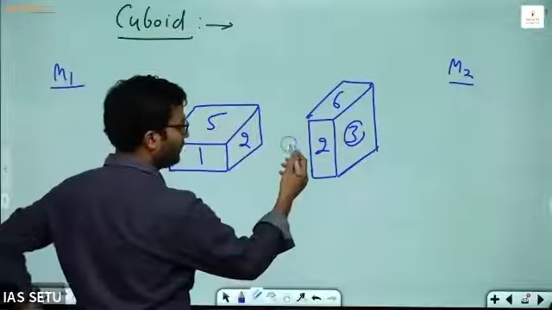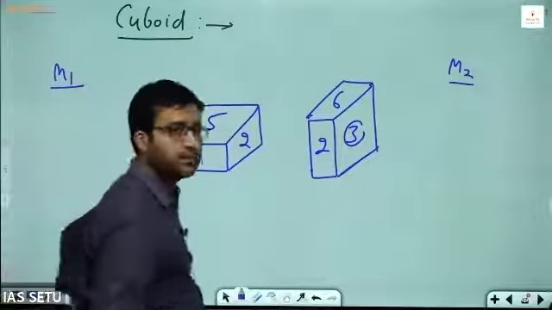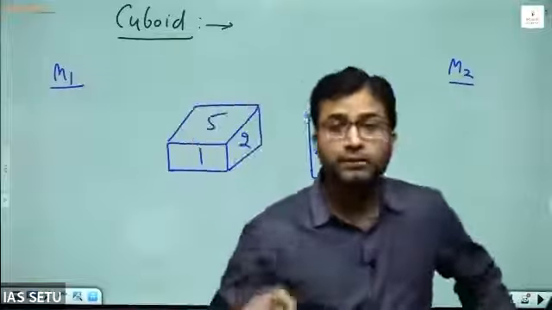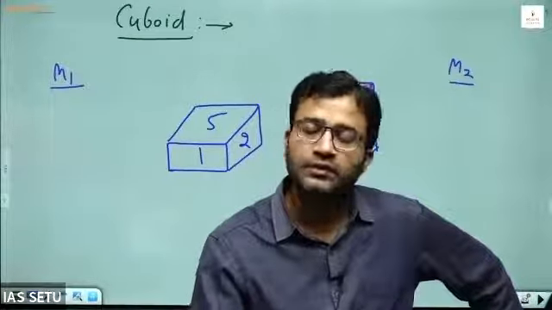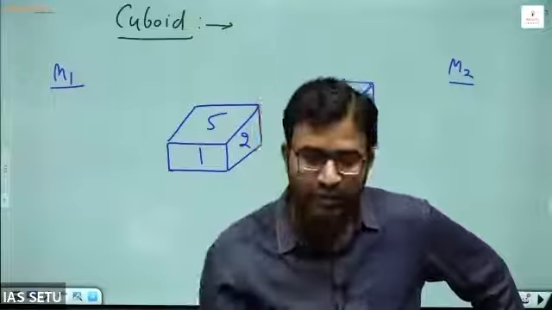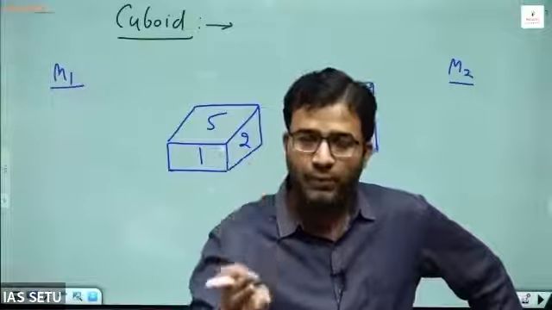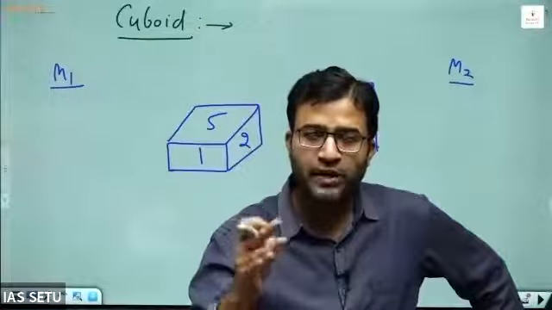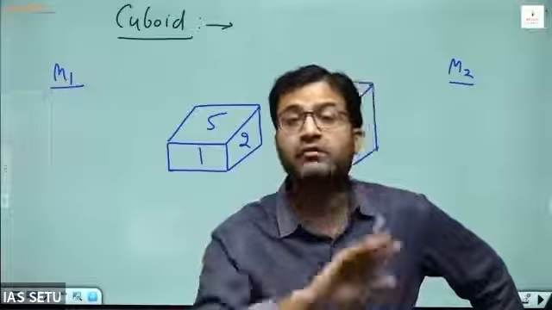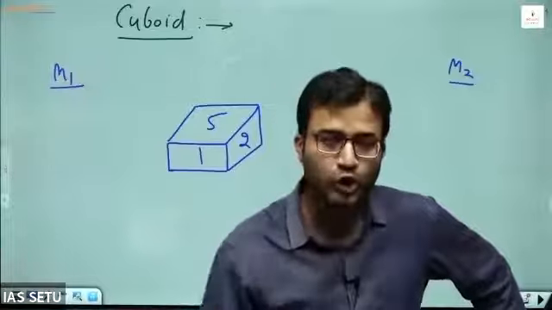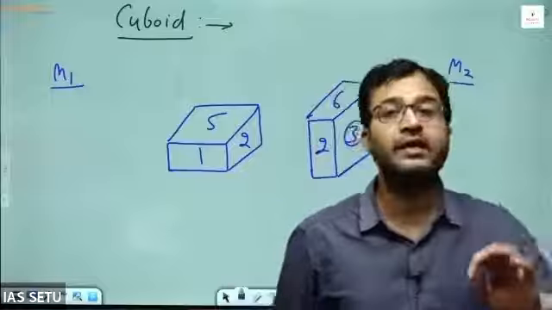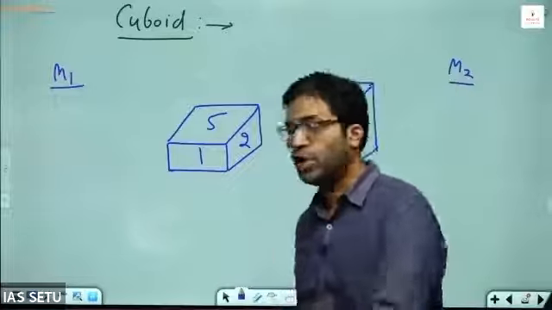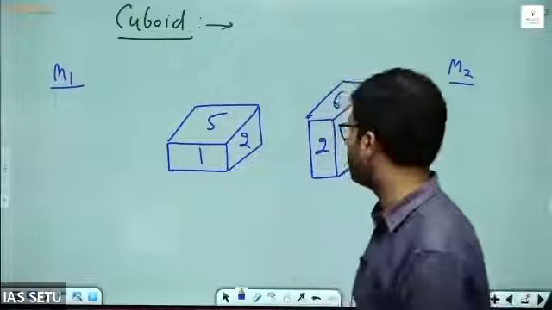If you are not comfortable with this area concept, use method 2. Method 2 is nothing new. If it is a cuboid, then whatever we have learned, property number 1, property number 2, 3, 4, 5, 6, 7, 8, 9, even our master method, even our shortcut, all of these are equally applicable in the case of a cuboid also. You can use the master method without any doubt.